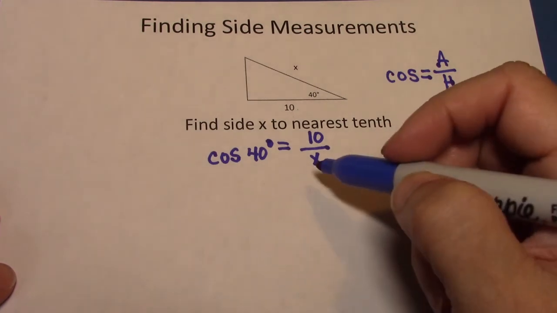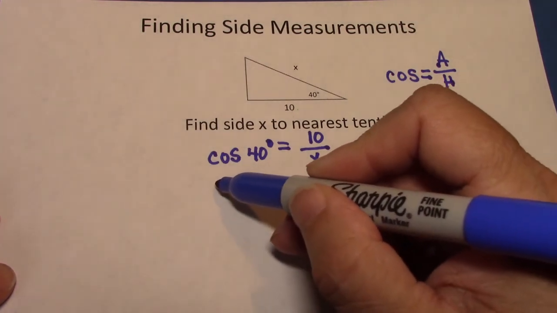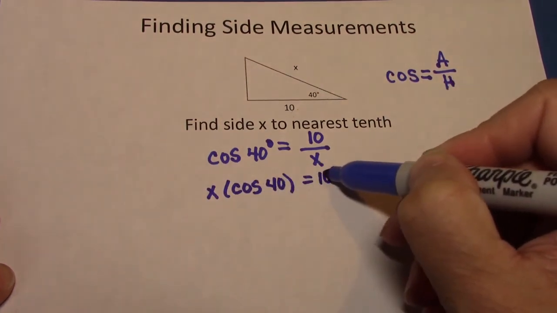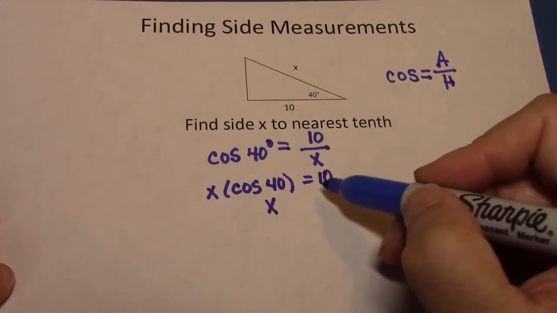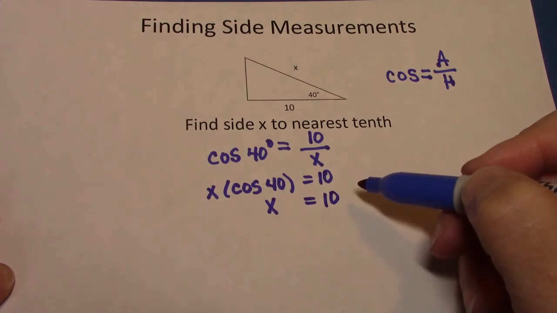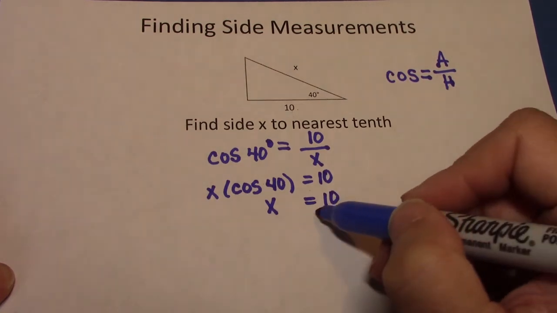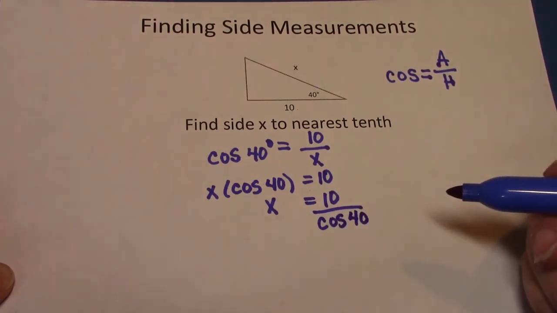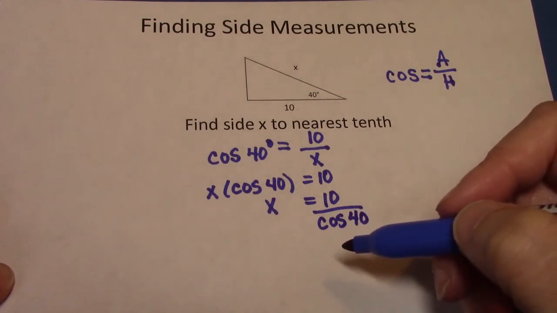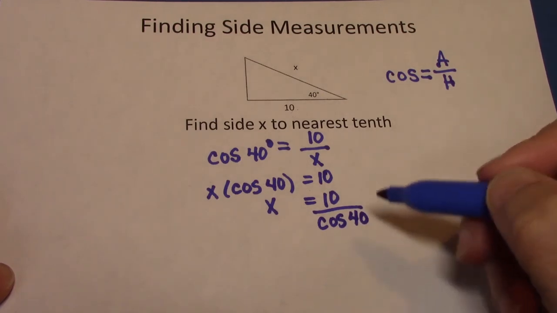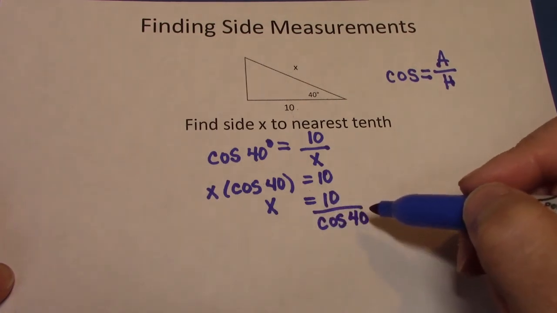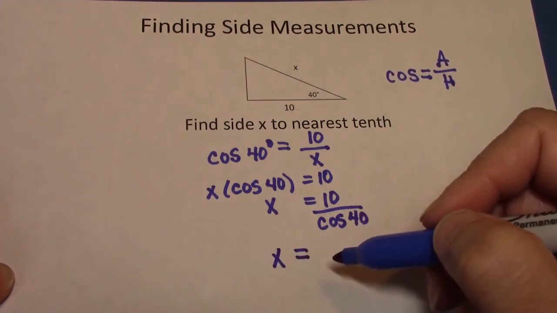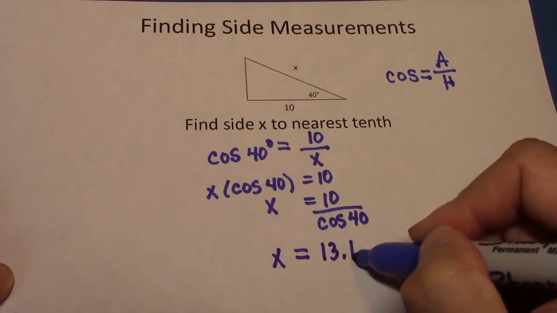Now we're going to isolate x on one side of the equation again. So first we'll multiply both sides by x, and then we're going to divide by the cosine of 40. Now dividing by cosine, we can in this case just set that up as a fraction. And when we do this on the calculator, we're going to press 10 divided by cosine 40, enter. And what we'll get, again rounding to the nearest tenth, is 13.1.